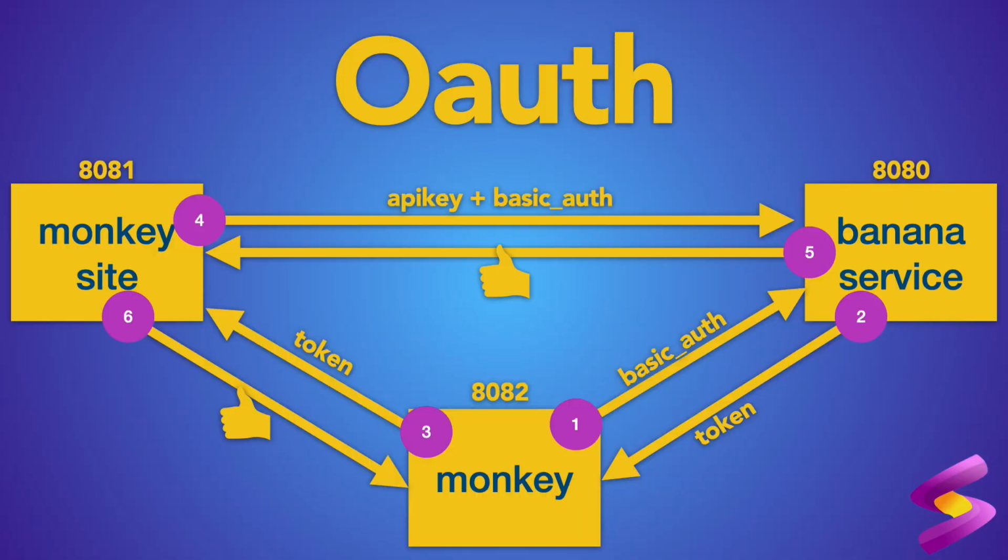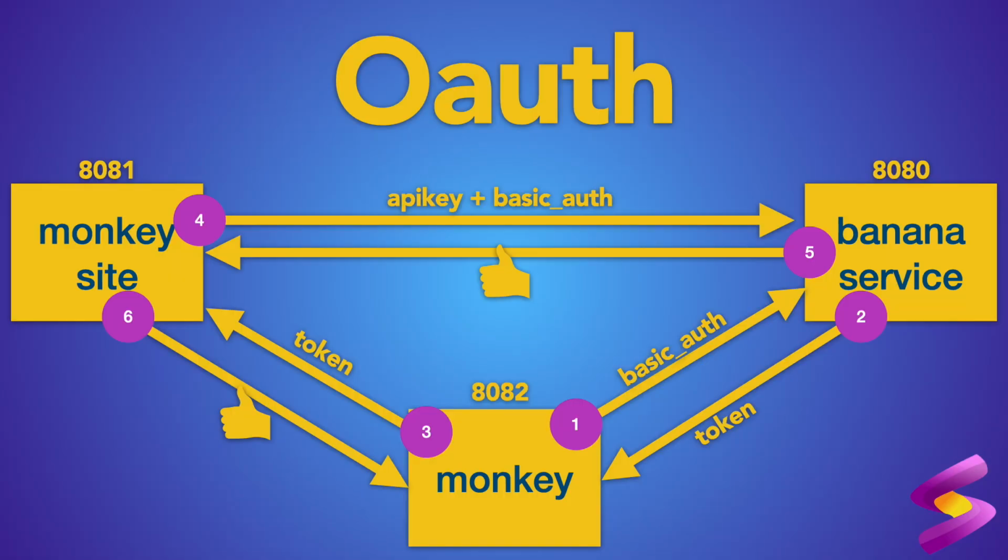And we're going to take an approach here. Now there are different approaches, but the idea is basically the monkey is going to tell the banana service, I'm going to visit the monkey site now, but I need to be authorized. This is my username and password. Could you provide me a token? And then it gets that token back, and then it goes over to the monkey site and says, I want to get access using the banana login.